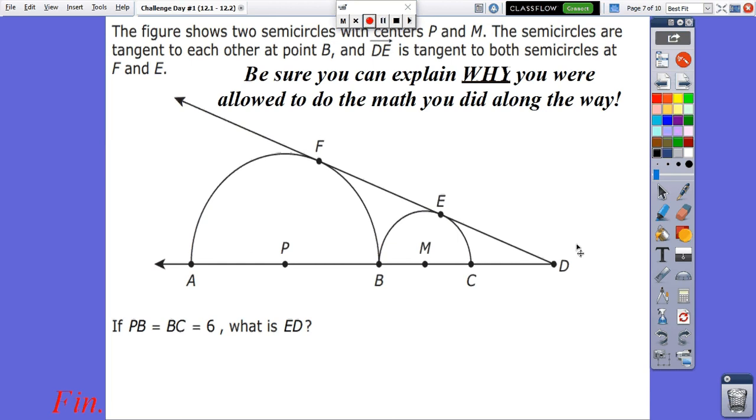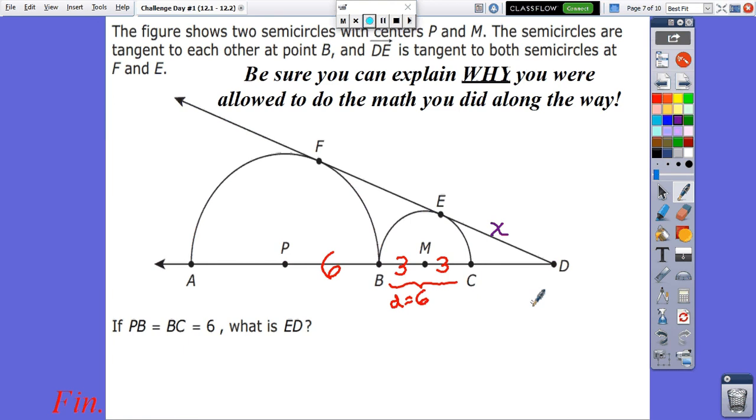So again, we're going to end up doing some older stuff here. So if PB is equal to 6 and BC is equal to 6, so notice that this is the diameter of the smaller semicircle, so that makes this piece 3 and that piece 3. Then solve for ED. So ED is this piece right here, that first kind of tangent piece. I'm going to put an X. Let's put an X. There we go.